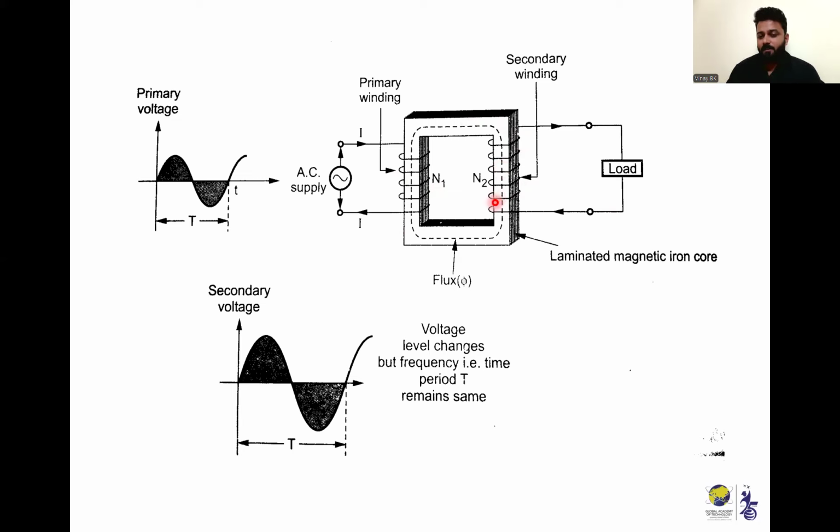Based on the number of turns, there are two types of transformers: the step up transformer and the step down transformer. A step up transformer steps up the voltage from lower to higher, and a step down transformer steps down the voltage from higher to lower.